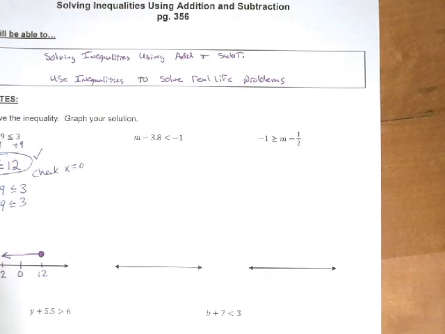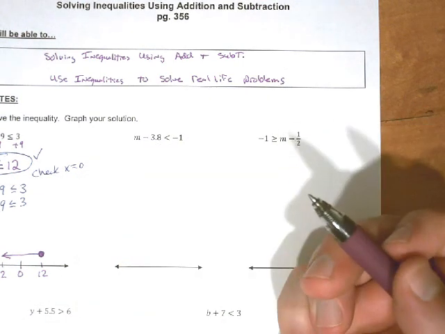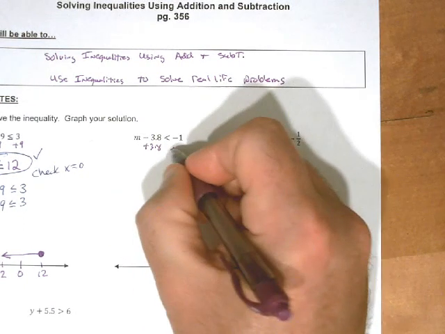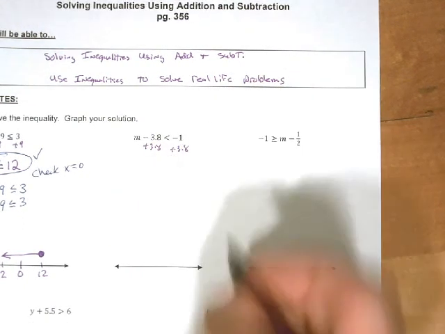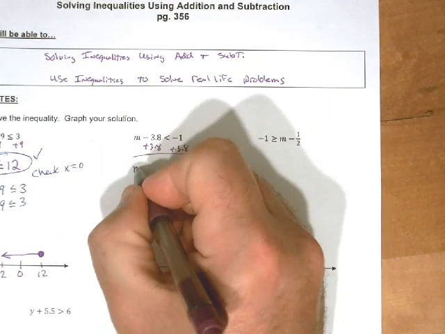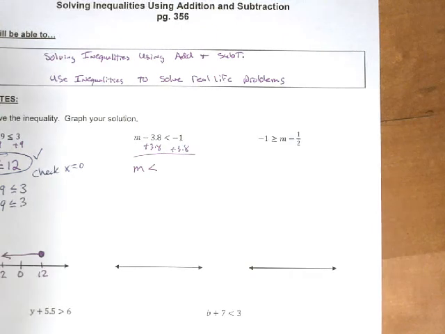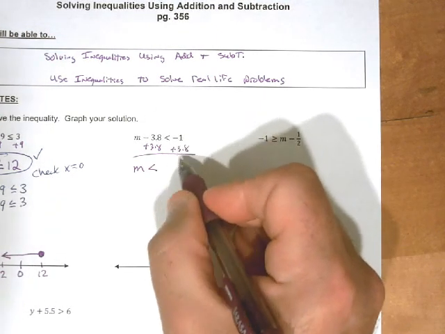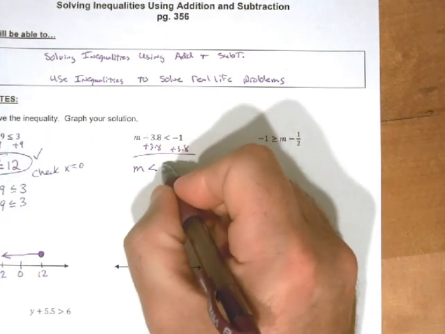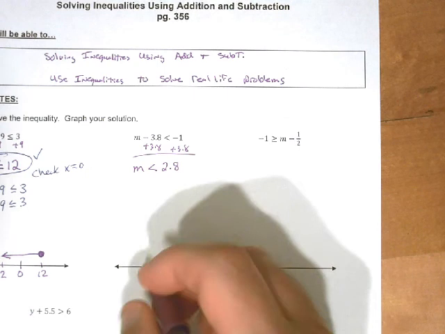m minus 3.8 is less than or equal to minus 1. Again, we've got to get rid of the negative sign here, so we're going to add 3.8. Clean it up. Sometimes I like to do the line there to clean it up. So m is by itself. Keep the sign exactly the same. That's our less than sign. And then just recalculate here. I have a minus 1 and a positive 3.8, so that is going to give us a 2.8 answer.